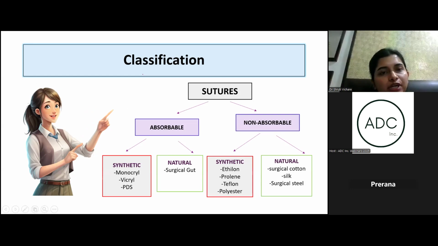The second classification is also broadly dividing sutures into two parts, that is absorbable sutures and non-absorbable sutures. Absorbable sutures are further divided into synthetic and natural sutures, and non-absorbable ones are also divided into synthetic and natural. Under synthetic absorbable sutures, we have Monocryl, Vicryl, PDS. Under natural absorbable sutures, we have surgical gut. Under synthetic non-absorbable sutures, we have Ethilon, Prolene, Teflon, and polyester. Under natural non-absorbable sutures, we have surgical cotton, silk, and surgical steel.